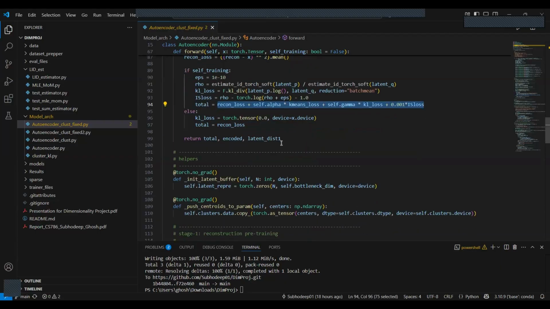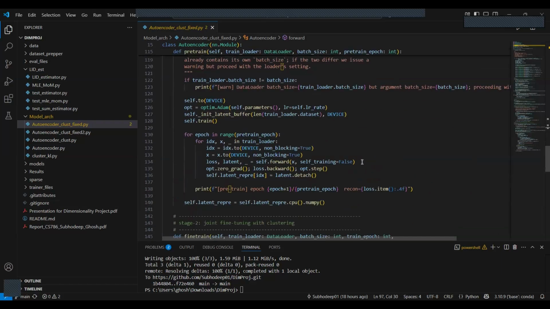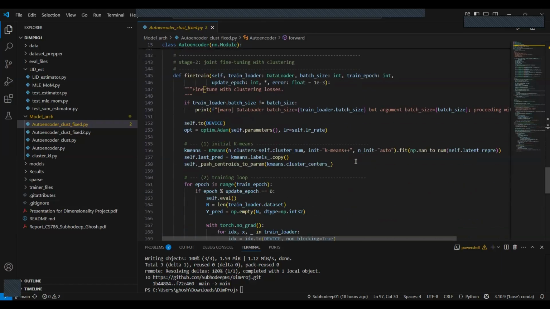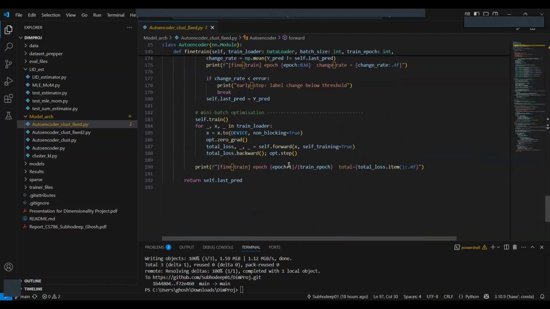So before the model is trained on these losses, it is first trained for a few iterations to obtain the initial latent representations before we start doing k-means clustering. This is like a warm start. So there is this concept of self-training. When self-training is off, the total loss is just the reconstruction loss. But when self-training is on, then the k-means loss is added, the KL loss added, and the Itakura-Saito divergence loss added. The rest of this is just defining the training loop, and that's about it.